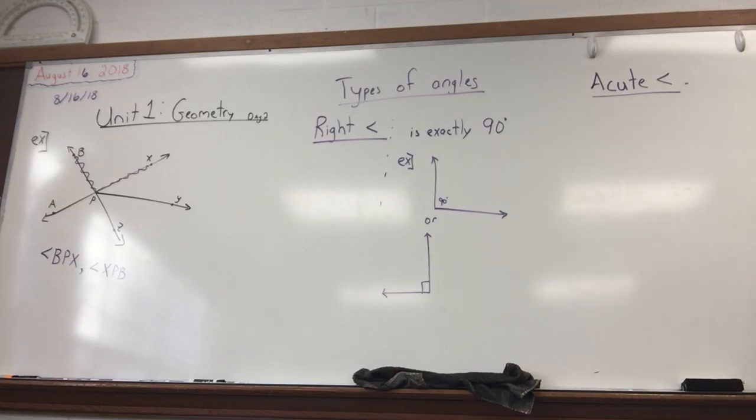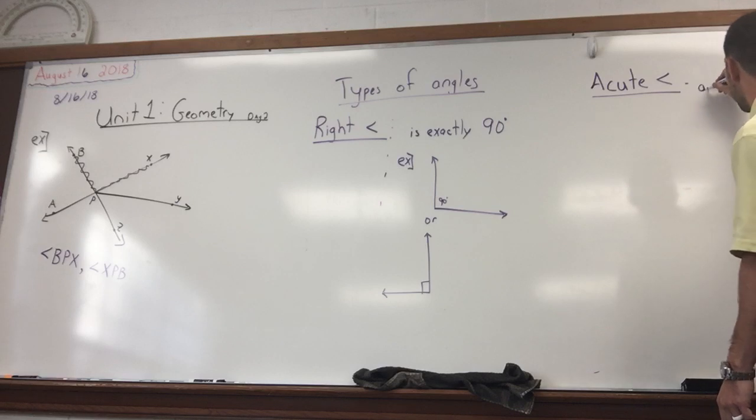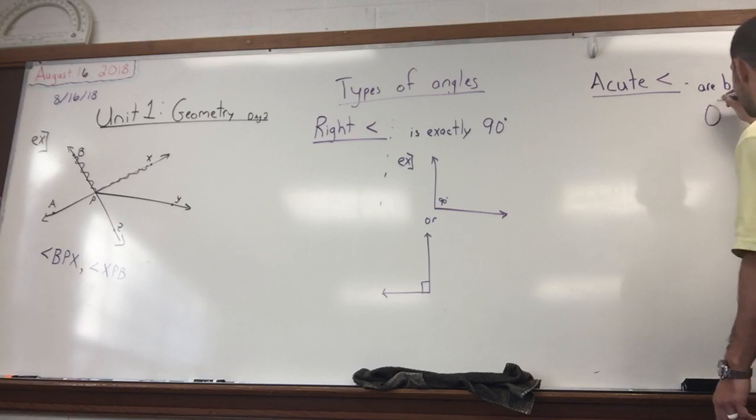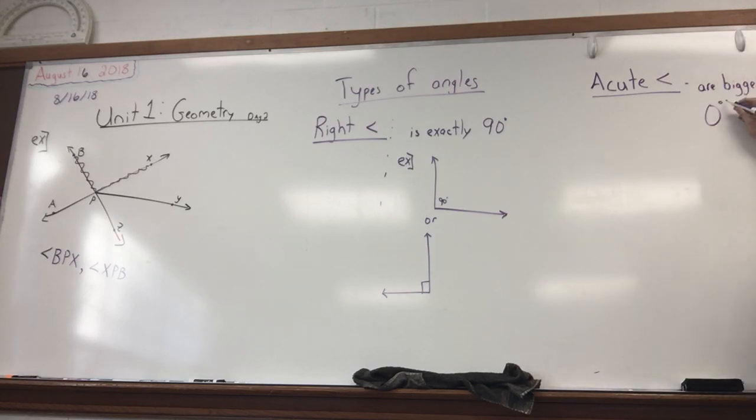Think about it. Cute, we usually think is smaller. Like I think of a cute puppy dog. And I think of a small little puppy dog. So acute angles are bigger than 0 degrees. And the degrees marker is this little circle up above. But less than 90 degrees.